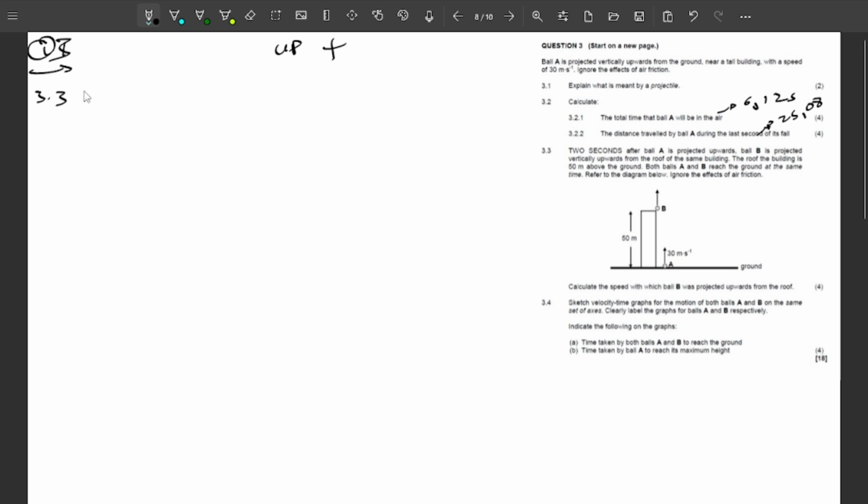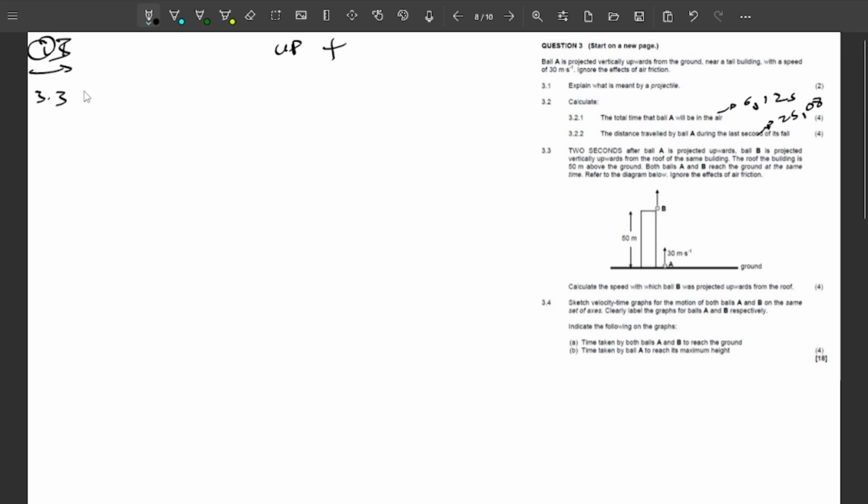Now they say 2 seconds after ball A is projected up, ball B is projected vertically upwards from the ground of the same building. The roof of the building is 50 meters above the ground. Both balls A and B reach the ground at the same time. Refer to the diagram below. Ignore the effects of air friction.